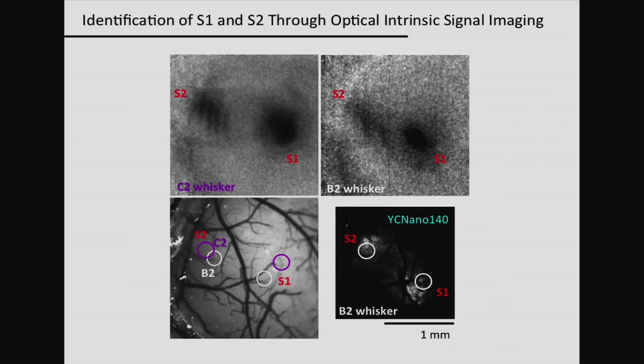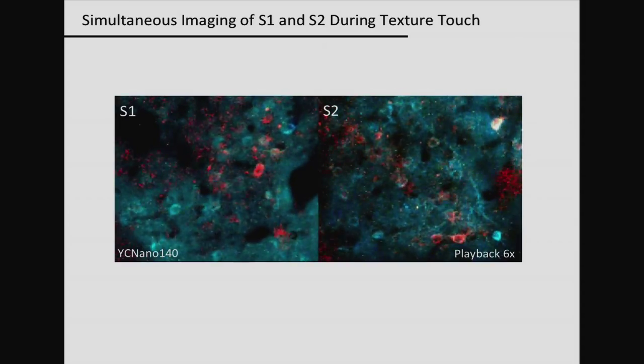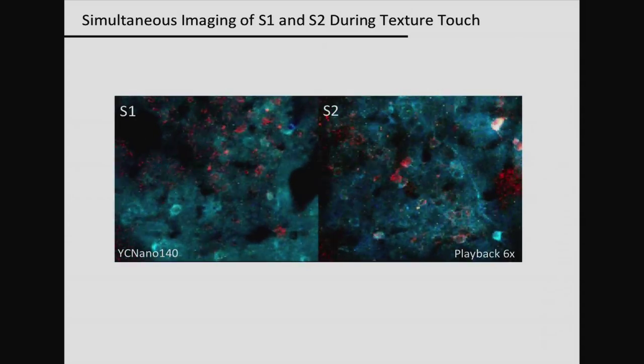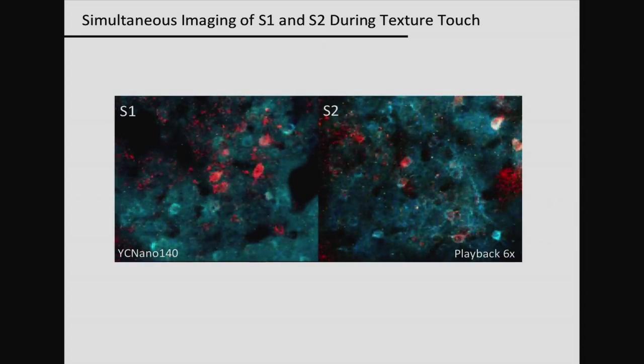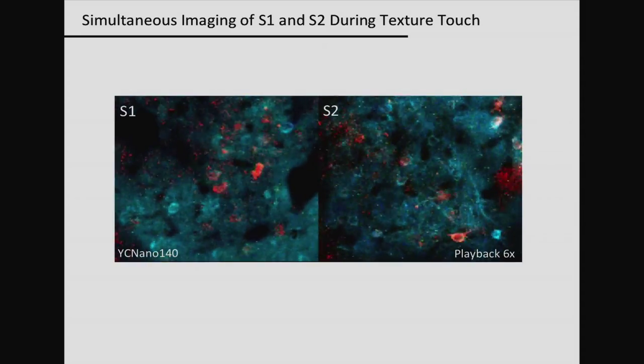Next slide. So now that we have the system built, we're starting to do some biology with this, and we're going after S1 and S2. S1 and S2 are about a millimeter apart, which fits in the larger field of view that we're capable of imaging at the moment. We can use intrinsic imaging again to identify S1 and S2, and then target our viruses to these areas. Next slide. And this is just some data showing simultaneous imaging between S1 and S2 in an awake animal. Next slide.